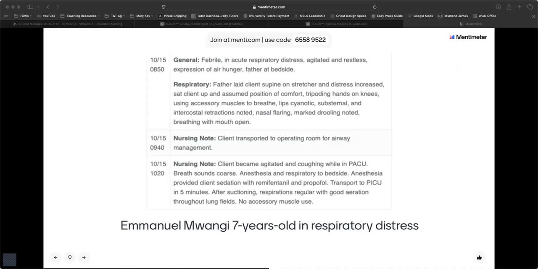So our patient is 7 years old. We have a fever. We have acute respiratory distress. We are agitated and restless. We are showing signs of air hunger. Dad lays the child supine on the stretcher and the distress gets worse. So they sit up and assume a position of comfort, tripoding with their hands on their knees. We see accessory muscle use. Our lips are cyanotic. We've got lots of retractions, nasal flaring, and we are drooling, breathing with our mouth wide open. What condition do you think this is?